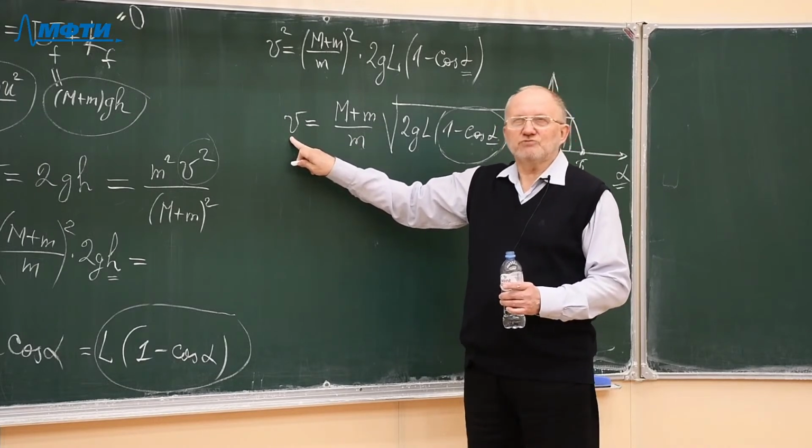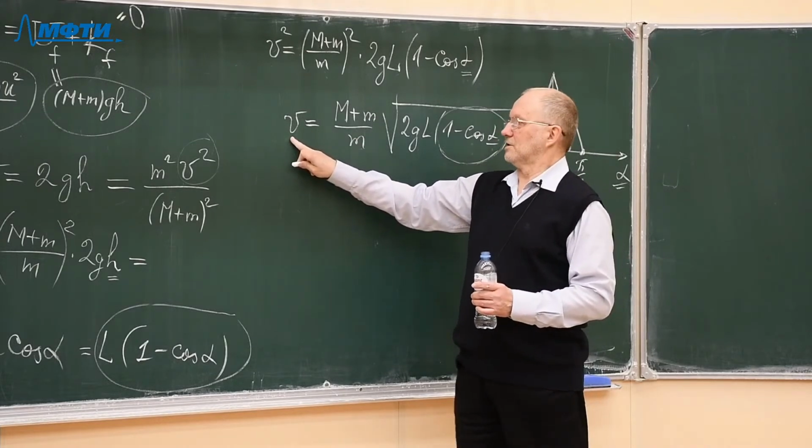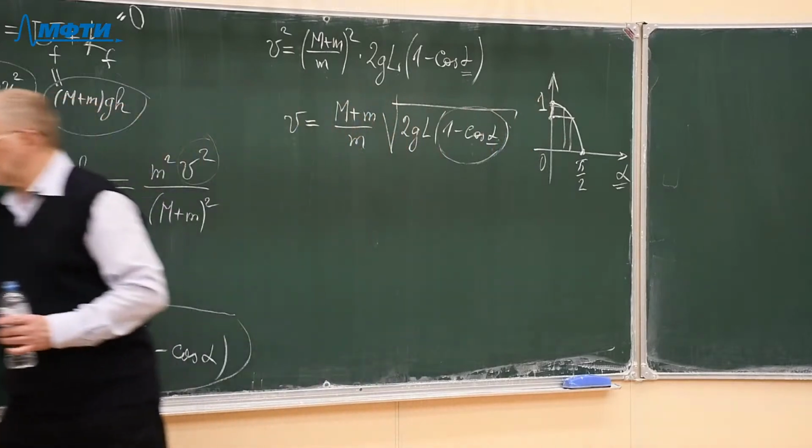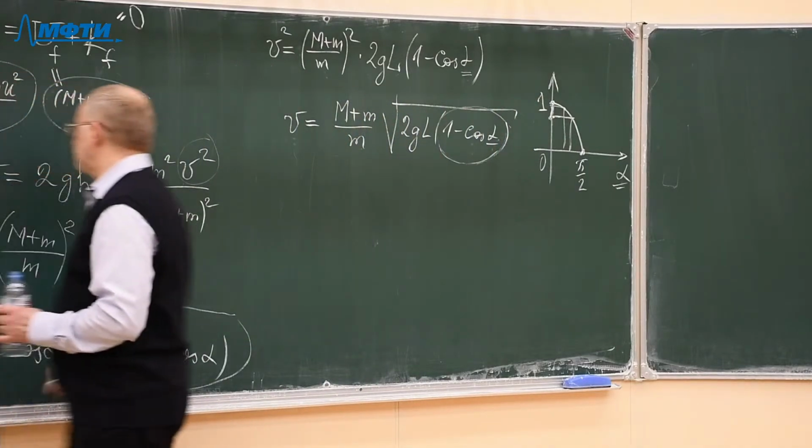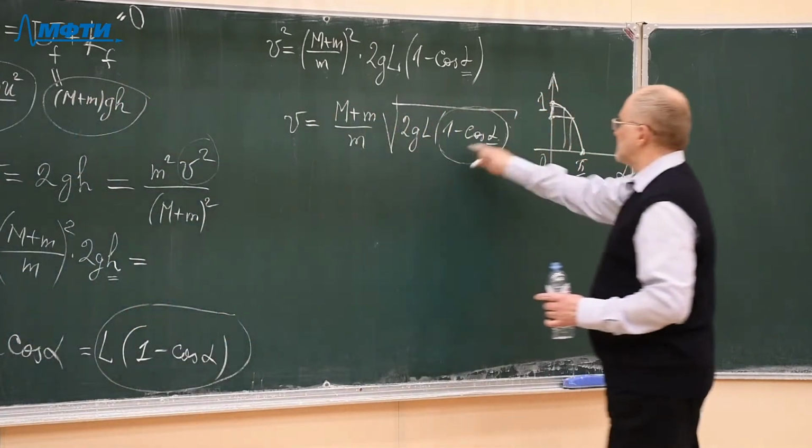Is it reasonable? Certainly. The larger the velocity, the more will be the deflection of the box. The larger will be the angle alpha. So this is quite reasonable, seems to be good.